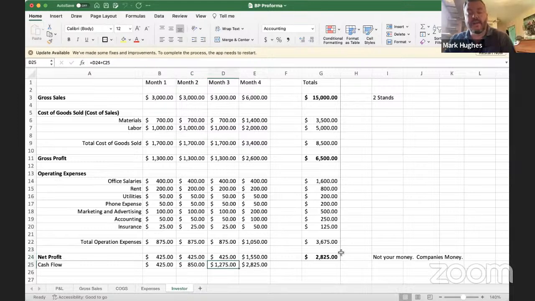So by the end of month 3, you have 1,275 kwacha.